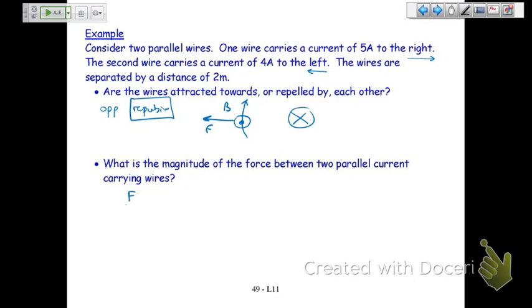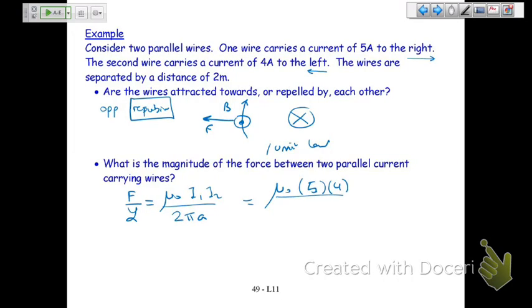So what do we say? What is the magnitude of the force per unit length? F over curly L is equal to mu naught I1 I2 over, it's something to do with the circumference of a circle, 2 pi A. Mu naught, it's going to be 5 times 4 over 2 pi times, the distance between them is 2, which equals 20 mu naught over 4 pi.